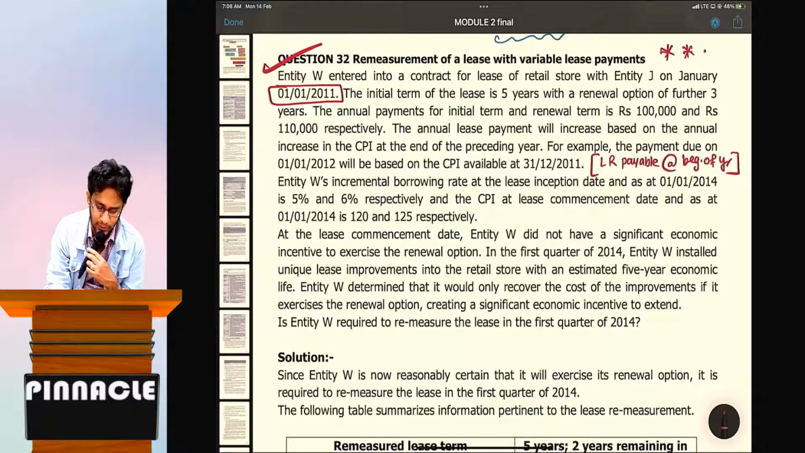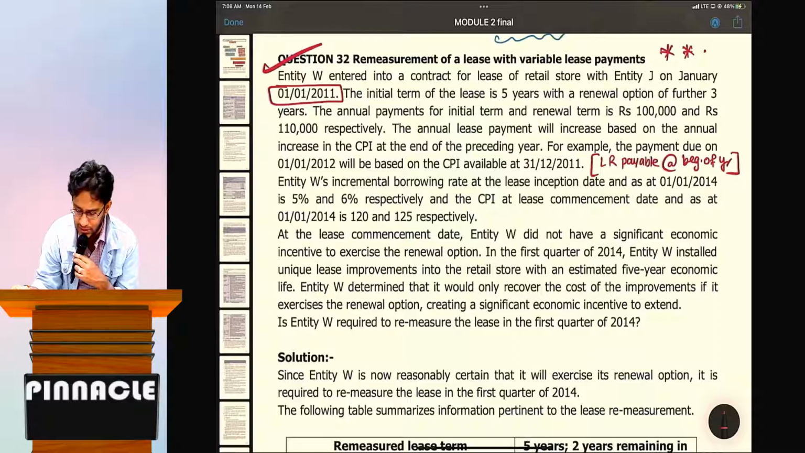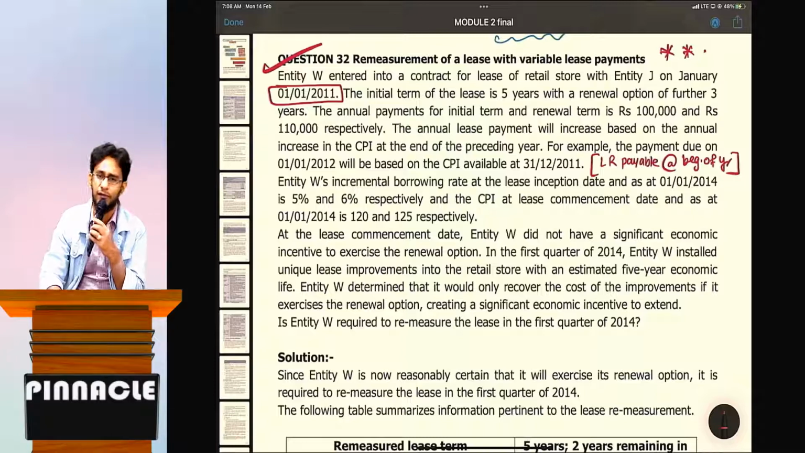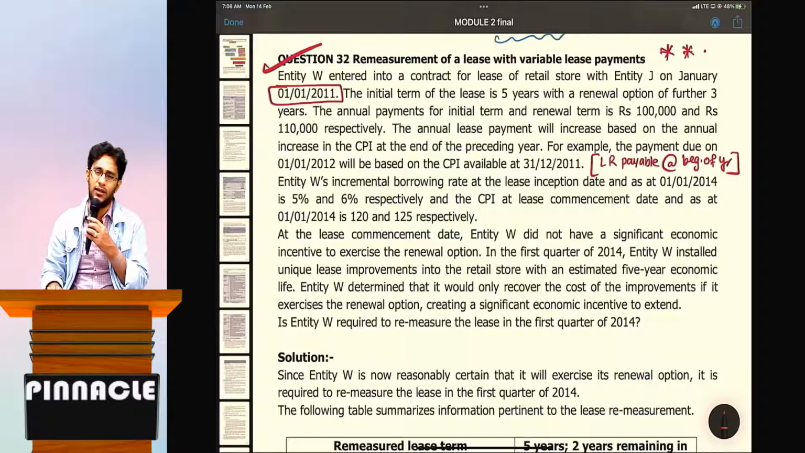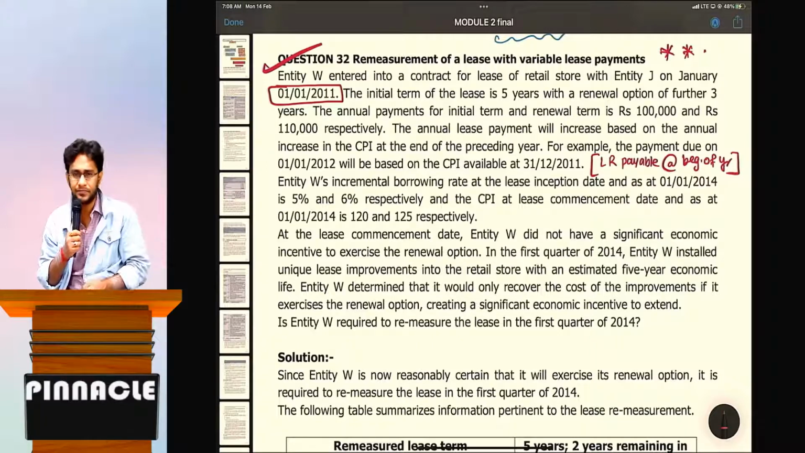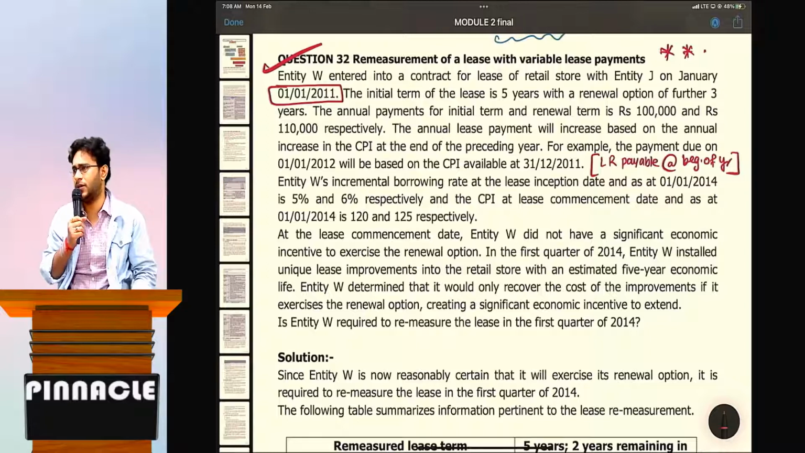Is entity W required to remeasure the lease in the first quarter of 2014? Sir, will remeasurement be required or not? Of course it will be required. Why it has to be required is, you are very clearly saying that originally I thought lease term is only 5 years, but after 3 years you are saying that lease term is going to be 8 years. So whatever lease liability you have already recorded is not sufficient for the entire remaining revised lease life. And definitely the lease liability has to be updated.